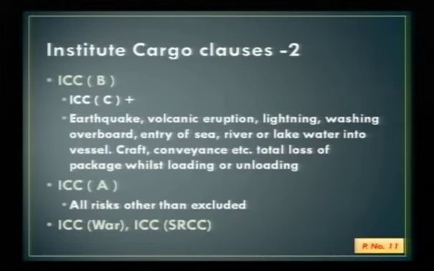The widest cover is ICC-A. It covers all perils other than excluded. So normally everyone talks of it as an all-risk policy. But as I told you earlier, all risk does not mean all risk. It means risk other than excluded. In addition, there are additional covers, ICC War, because we are talking of crossing oceans, crossing countries. A cargo may be affected by war, and a cargo may be affected by SRCC, strikes, riots, civil commotion. So these are two add-ons available under cargo insurance for export-import trade.